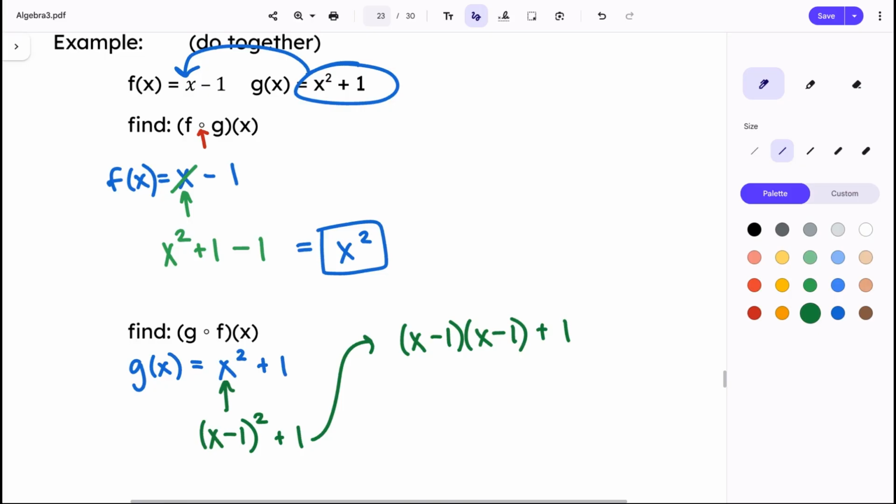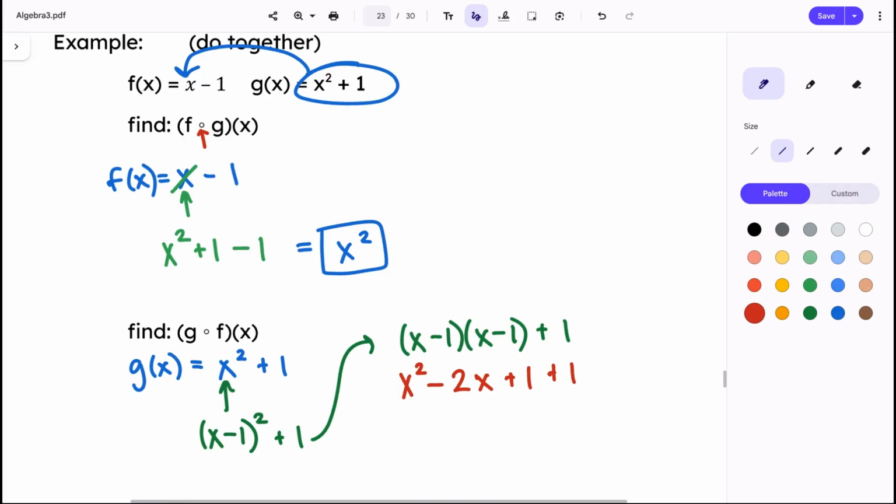If you FOIL x minus 1, a shortcut you can do is the first term squared, so x squared. Because it's the same quantity that you're FOILing, the outer and the inner terms are going to be exactly the same, so you can just double it. So the outer terms would be negative x, and the inside terms would also be negative x. If you don't want to write those out separately, you can just know that you're going to double the term. So it's going to be minus 2x. And then we have negative 1 times negative 1, which is 1. And then we still have plus 1.